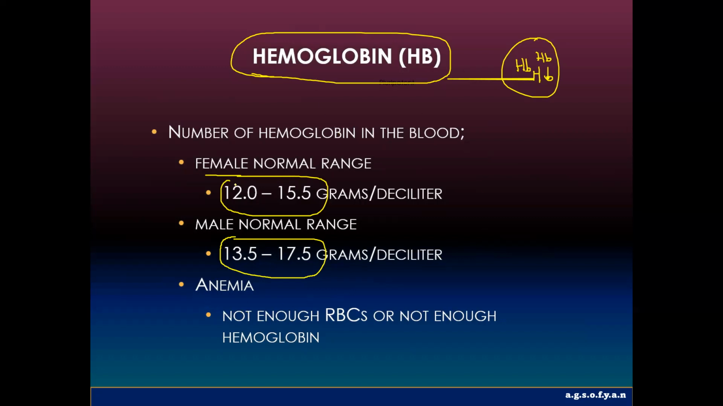If they have less than this value, less than 12 for females, for example, less than 13.5 for males, then they have an indication of anemia. There is not enough hemoglobin to carry oxygen.